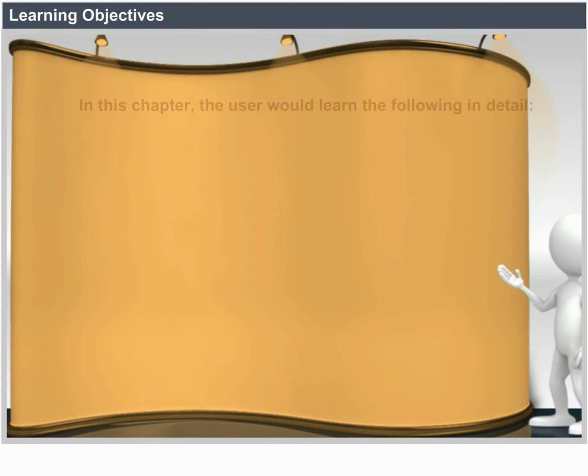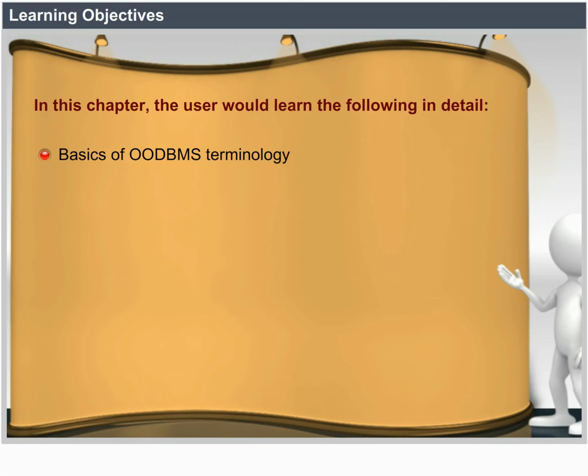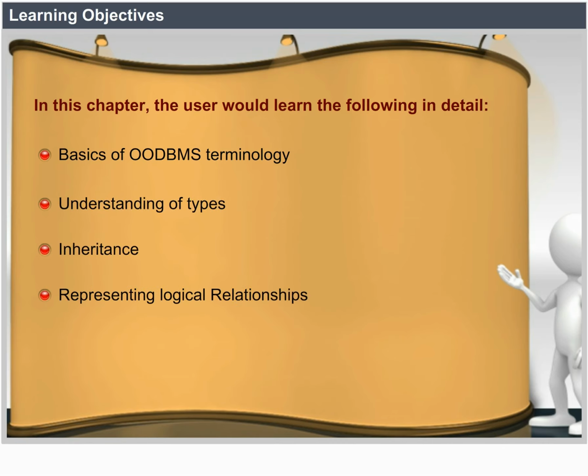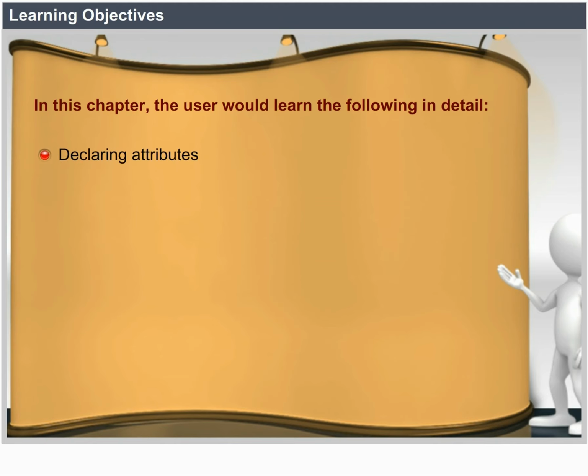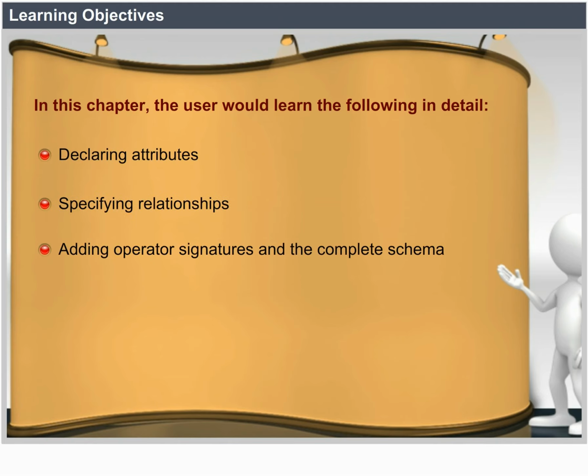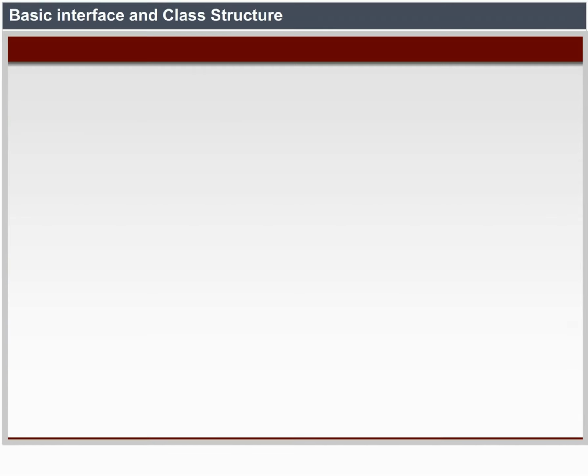Learning objectives. In this chapter, the user will learn the following in detail. Basics of object-oriented database management systems. Terminology. Understanding of types. Inheritance. Representing logical relationships. Basic interface and class structure. Declaring attributes. Specifying relationships. Adding operator signatures and the complete schema. Basic interface and class structure.